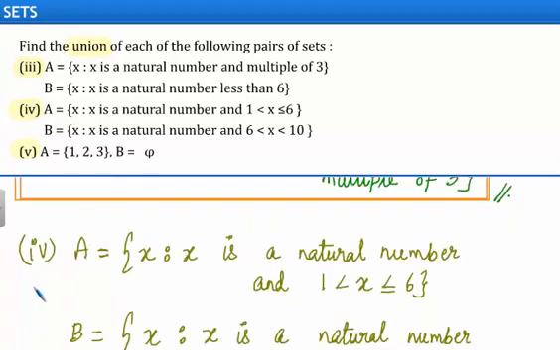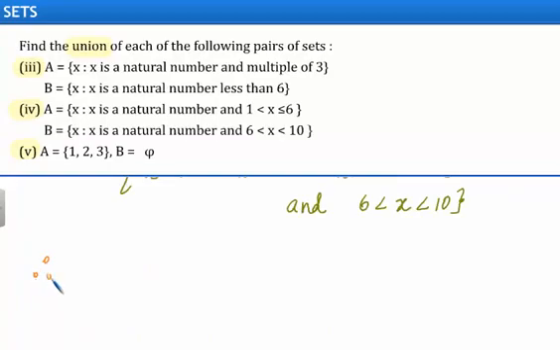In the next part of the problem, we have two sets A and B. Set A is equal to set of X such that x is a natural number and 1 less than x less than or equal to 6. Therefore, set A consists of the elements 2, 3, 4, 5 and 6.